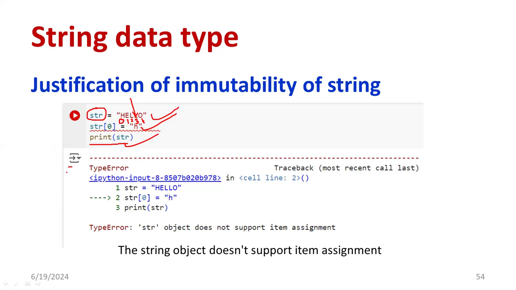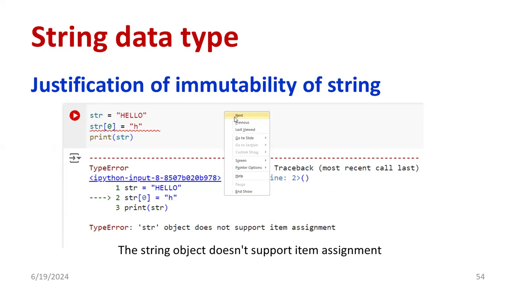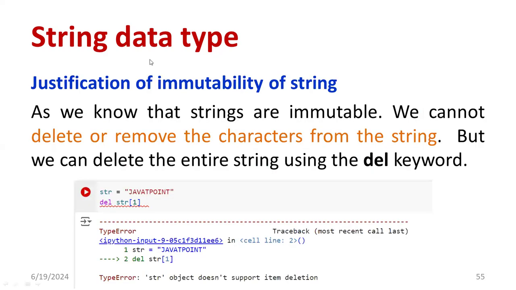Yes, I'm getting the error. You can see the traceback report. The traceback report says that there is a type error. See, the str object does not support item assignment. Why? Because we have the original string called str, and I'm trying to modify the first index. It's not possible because this is a string data type. So in this regard, we can say string is highly immutable. Once it is created, we cannot modify the original string. We can do slicing, of course, but the original string remains unchanged.